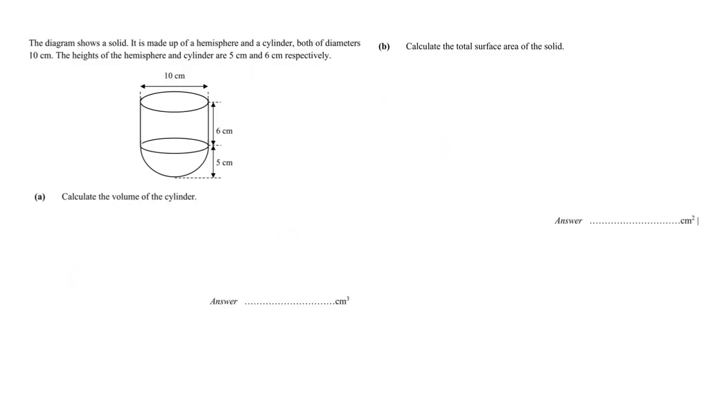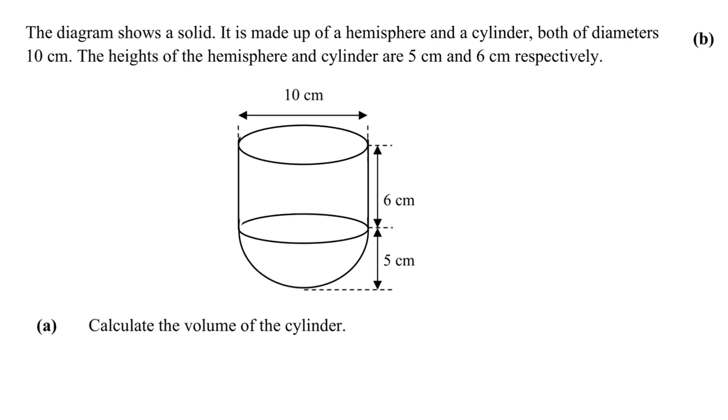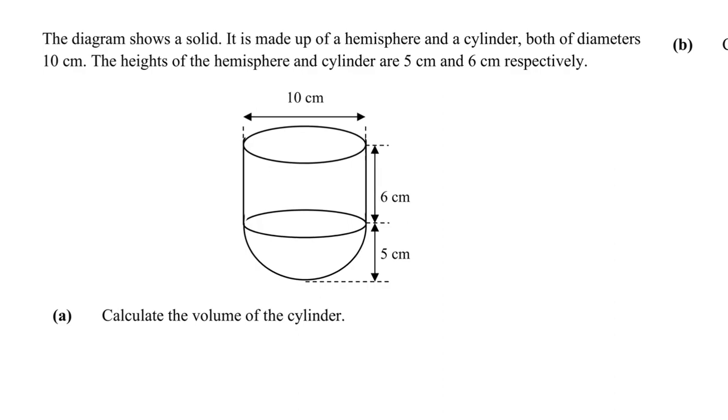Hello everyone, welcome to this question where we are given a solid made out of two parts. One is a cylinder. One is a hemisphere, which is half of a circle. So I will have my hemisphere below. I will have my cylinder on top. And now, calculate the volume of a cylinder. Do take note, since they give me the diameter, it is important for us to take note that the radius is 5 cm. Okay?